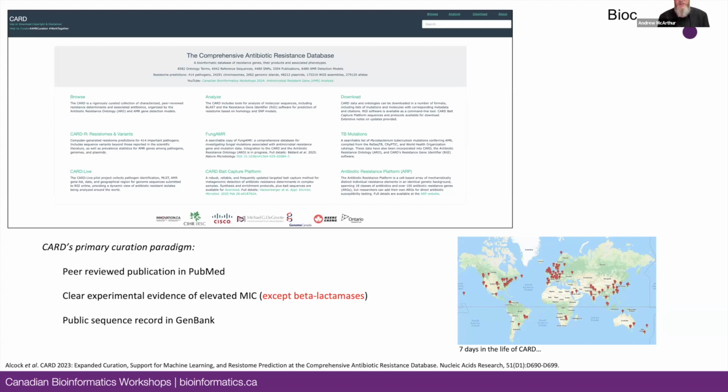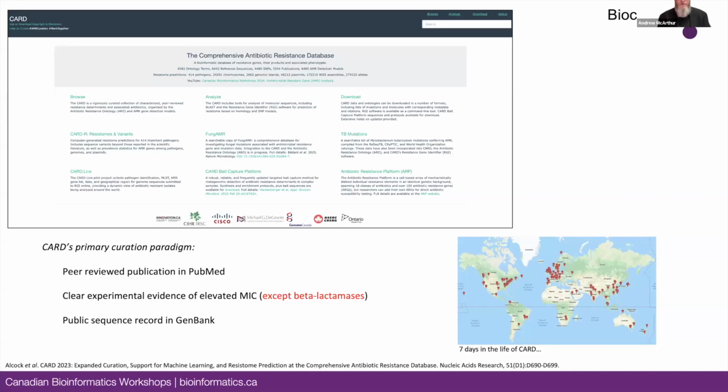To get a gene or mutation in CARD, there must be a peer-reviewed publication in PubMed that we can point to and cite, and that publication must have clear experimental evidence of elevated MIC, in other words, increased resistance relative to a control.